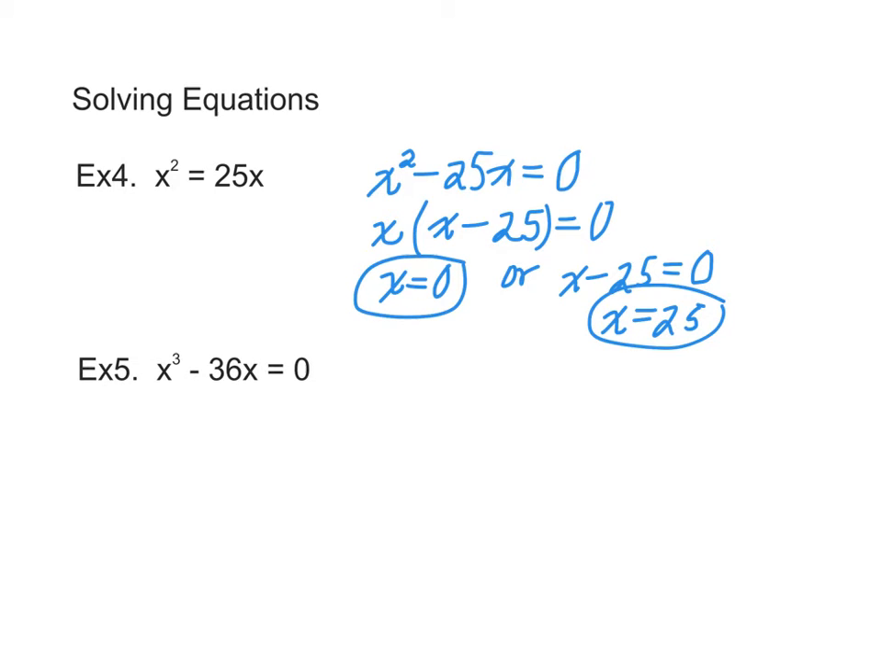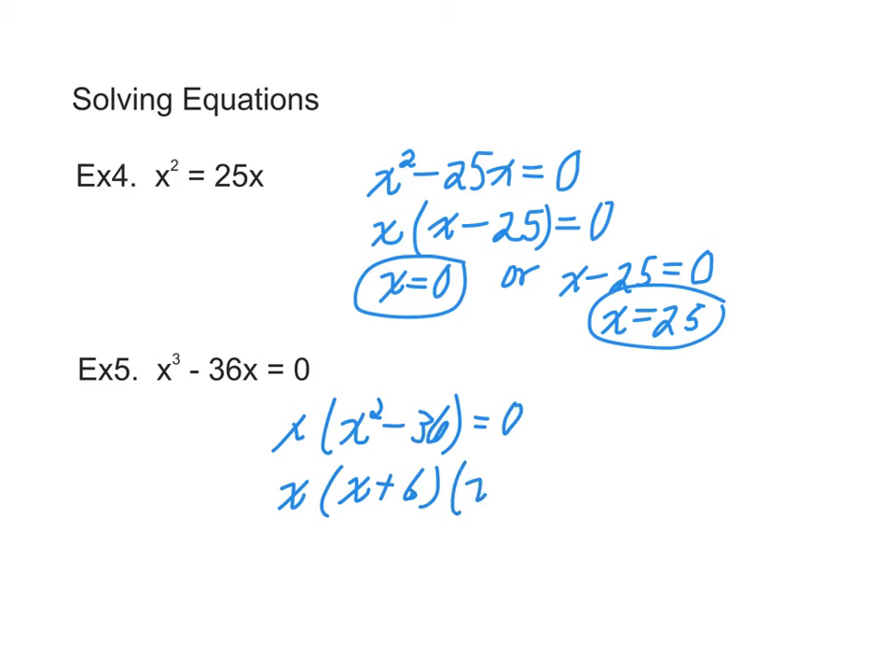The next one is already equal to 0, so we want to start by thinking, is there anything in common? There's an x in common. But I can't stop here like the last one. That x squared minus 36 can be factored as well. It's a difference of squares, where a is equal to x and b is equal to 6. So I'm going to carry the x down and write a plus b, a minus b.